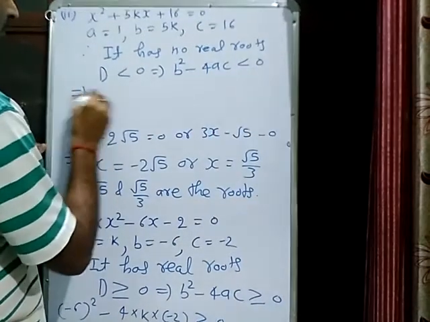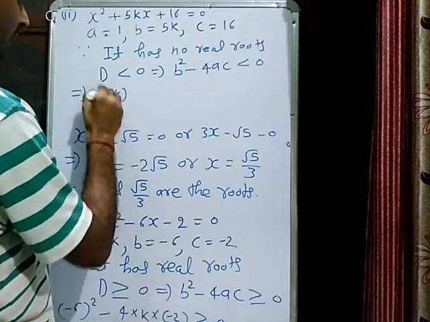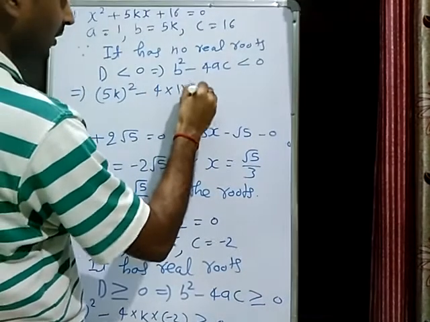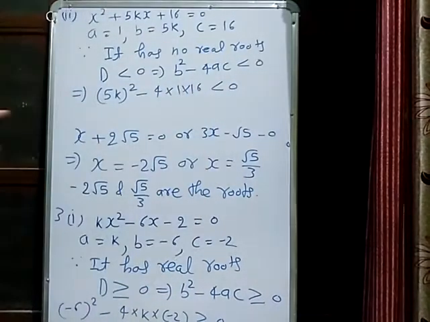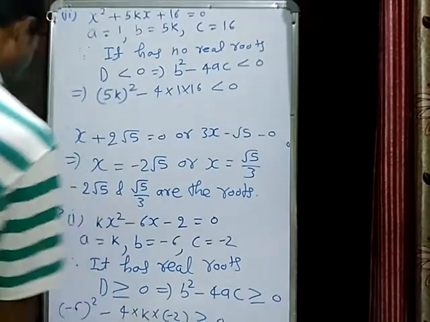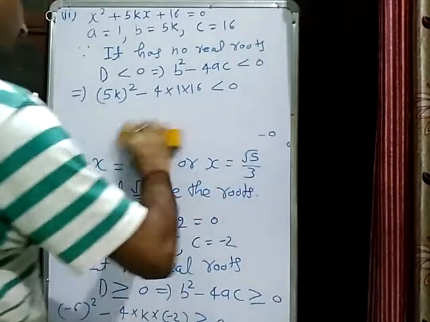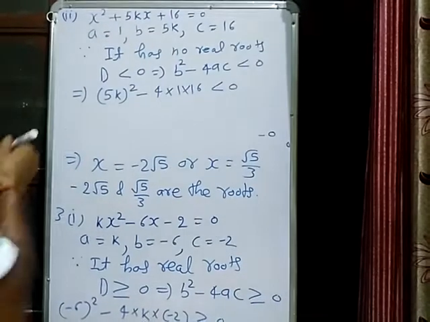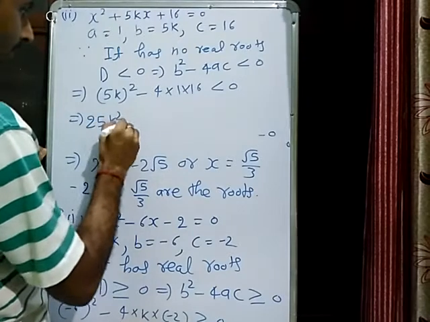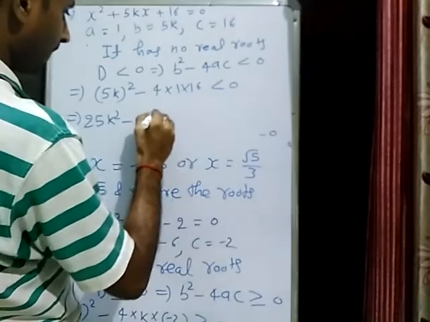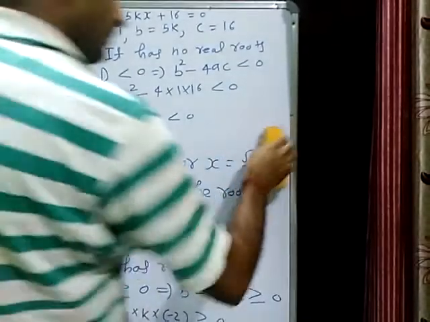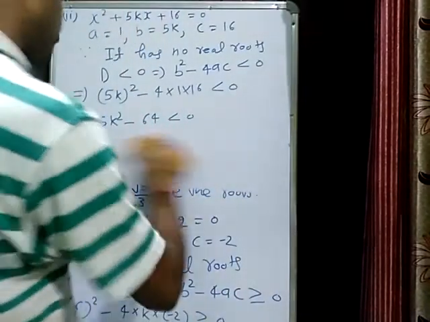What is b? b is 5k. So (5k) square minus 4, a is 1, c is 16. That must be strictly smaller than 0. So what will you get here? 25k square minus 64 should be less than 0. So this must be less than 0.